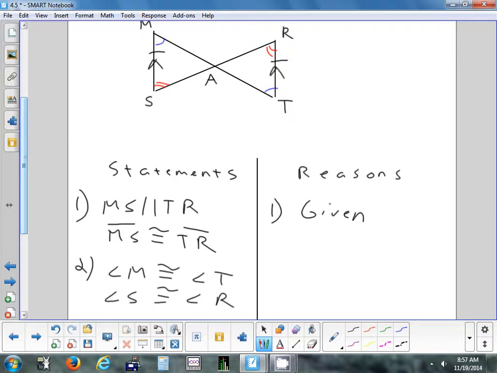And what's the reason for that? Again, this is one of those reasons you've got to be very careful how you say it. Converse. Nope, this one's not the converse. Yep, this is just alternate interior angles. The converse is used when you're proving lines parallel. Lines parallel was given, so we're not going to use the converse. Alternate interior angle theorem.